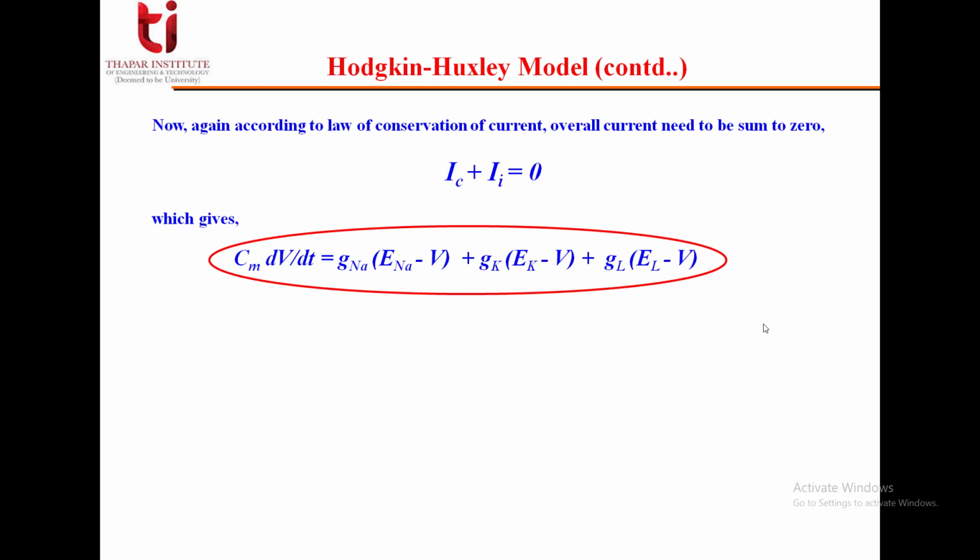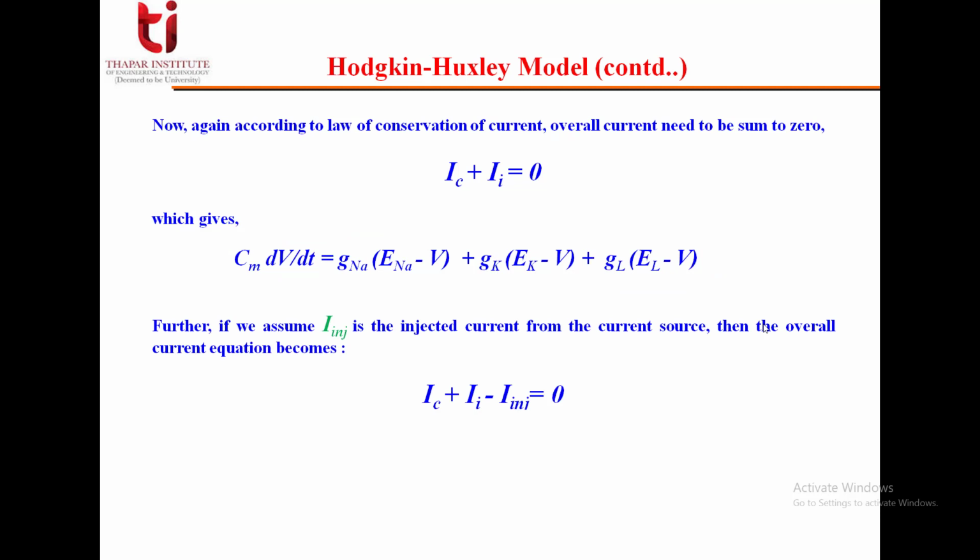Now further, if we assume that some current is injected from a current source, then again the overall equation will become IC plus II, that is the sum of the capacitive current and the ionic current, and the injected current, is equal to 0.